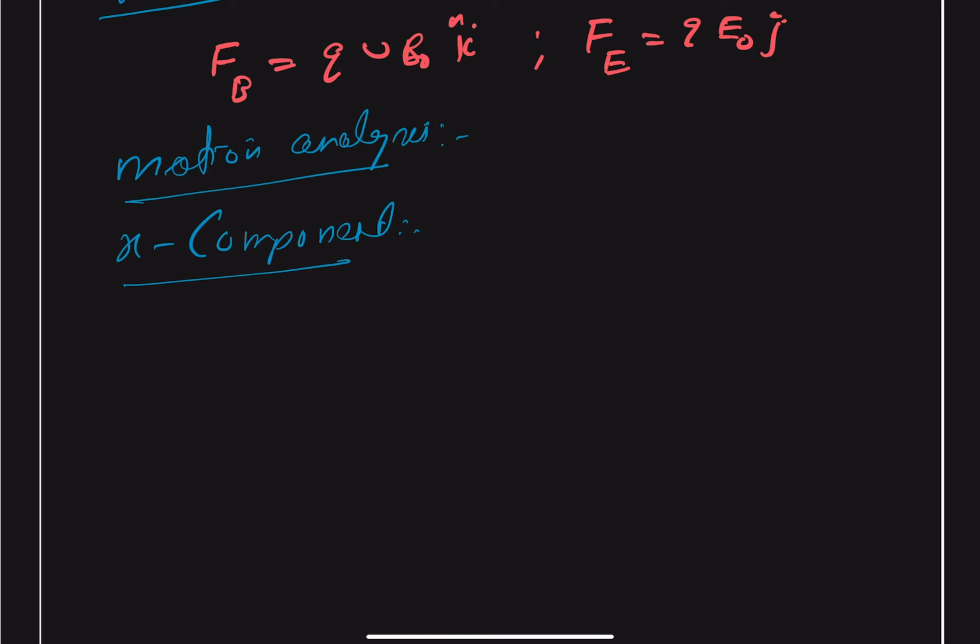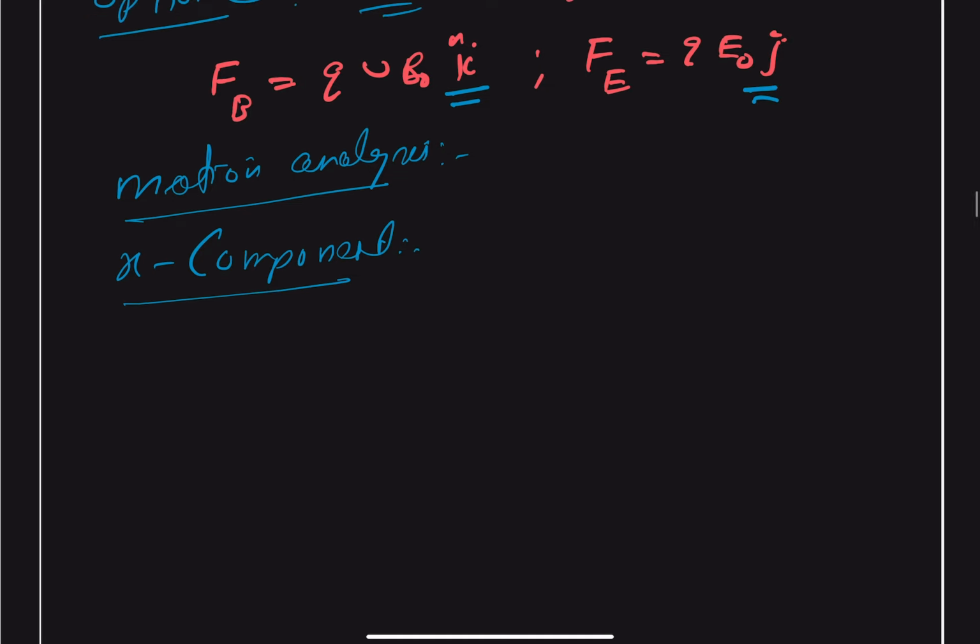In x component, there is no force in x direction because magnetic force is in K, electric force is J. Okay, so we can say no force in x direction.